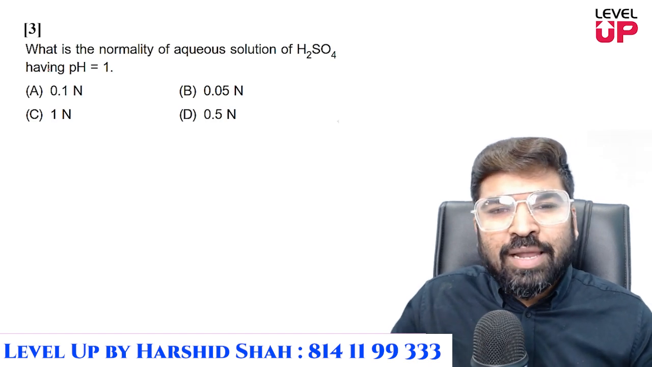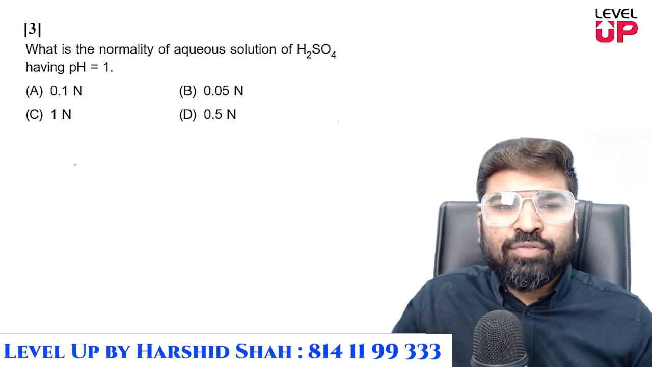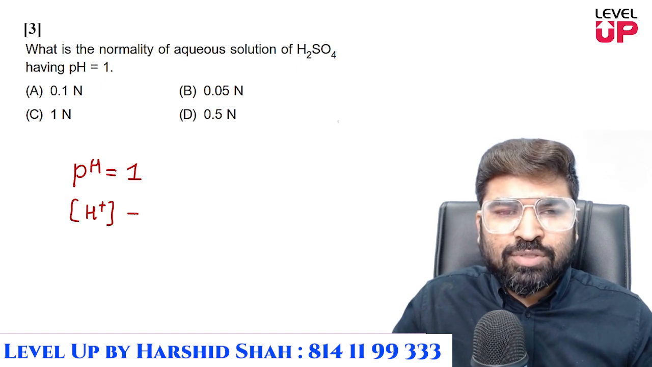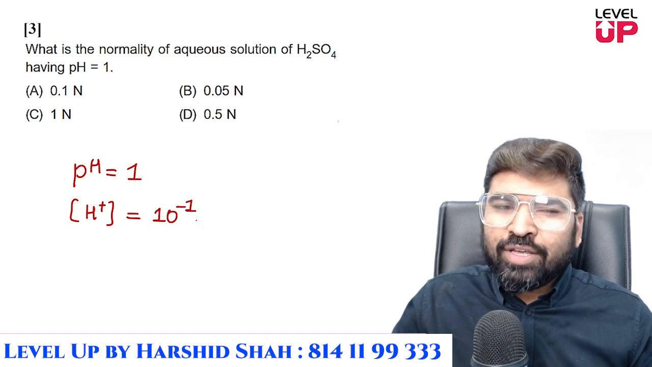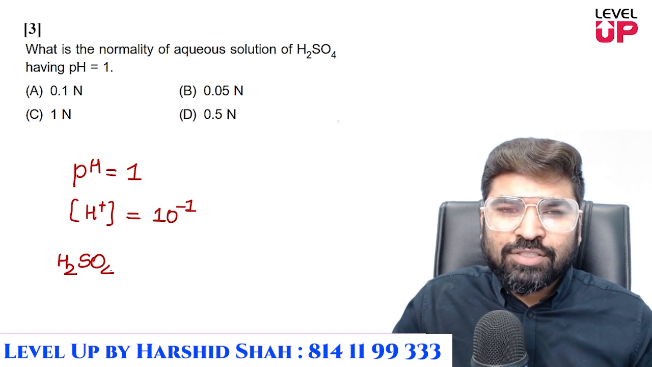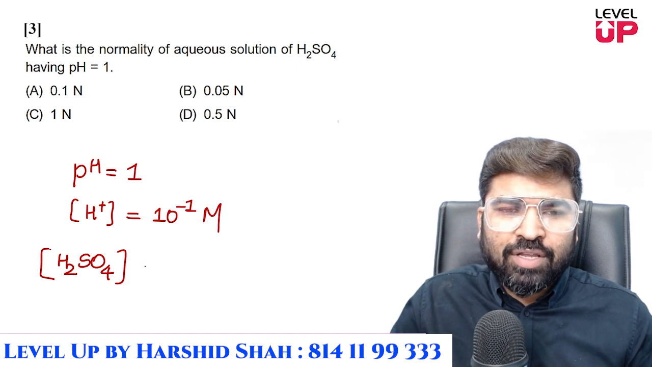What is the normality of aqueous solution having H2SO4? pH is equal to 1. So definitely the pH is equal to 1. So therefore H plus concentration, समझना ध्यान से, H plus concentration is 10 raised to power minus 1. And so therefore the H2SO4 concentration, sulfuric acid's concentration in molarity has to be half than this.